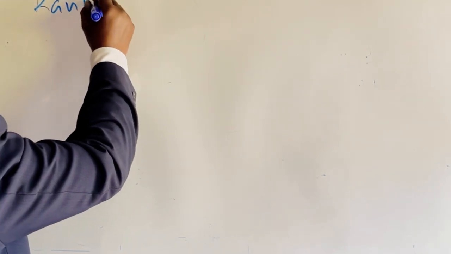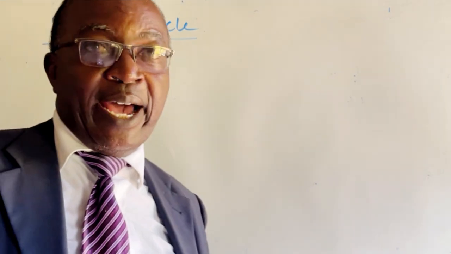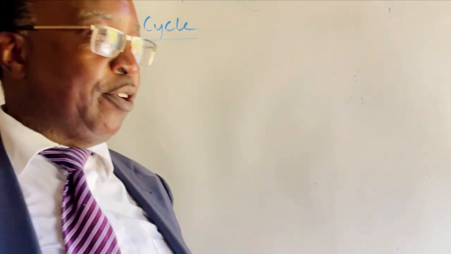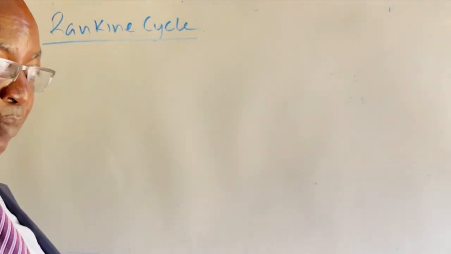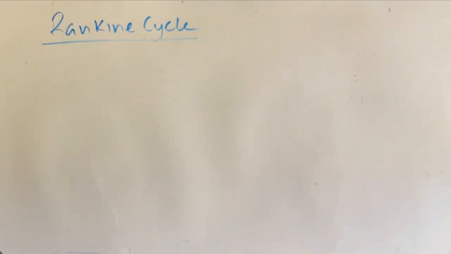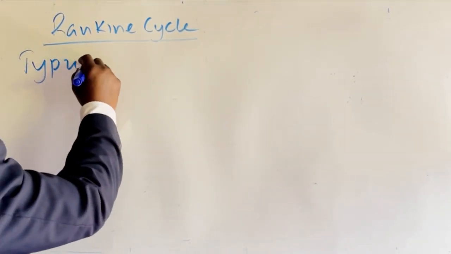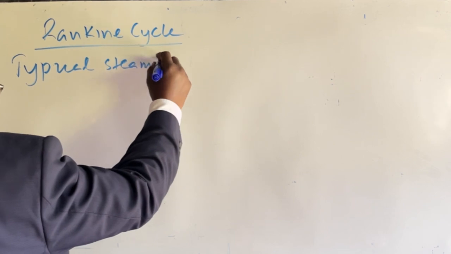Now, let's look at the Rankine cycle. We are continuing with our thermodynamic lectures. In the other lectures, we talked about the Carnot cycle, where we had isothermal expansion followed by an adiabatic expansion, followed by an isothermal compression and adiabatic compression. In the Rankine cycle, we are going to see later on how we can interface the Rankine cycle and the Carnot cycle. But the Rankine cycle is typical of power plants, steam power plants.